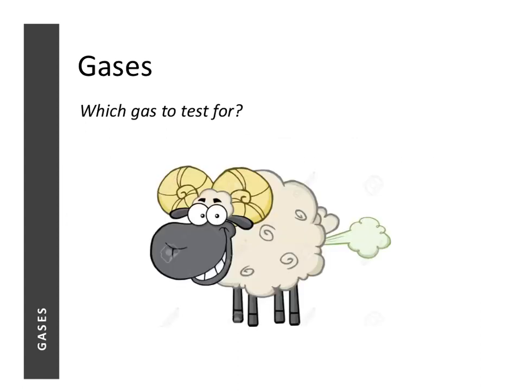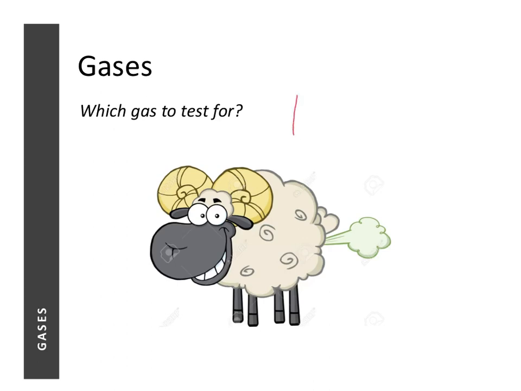Now that we have learned the test for all the six gases, a very common question that students will ask in a practical exam is: how do I know which gas to test for? There are six of them. Now we can actually deduce which gas to test for based on the reagents that we are adding. What do I mean by that?